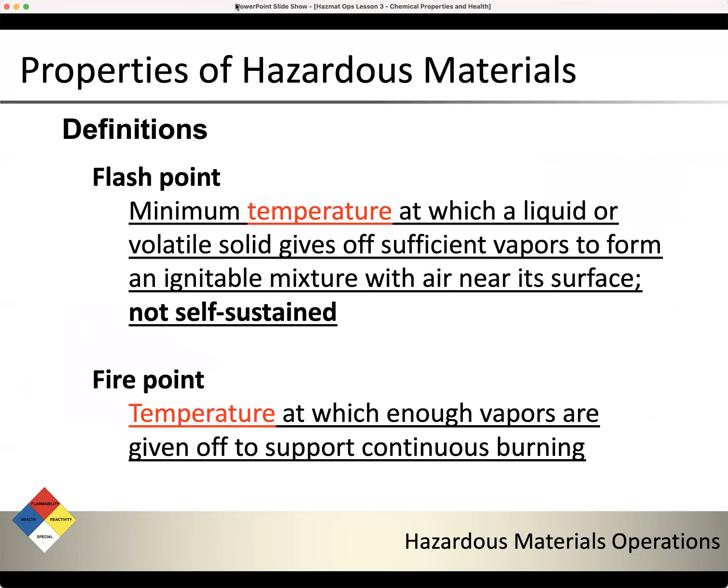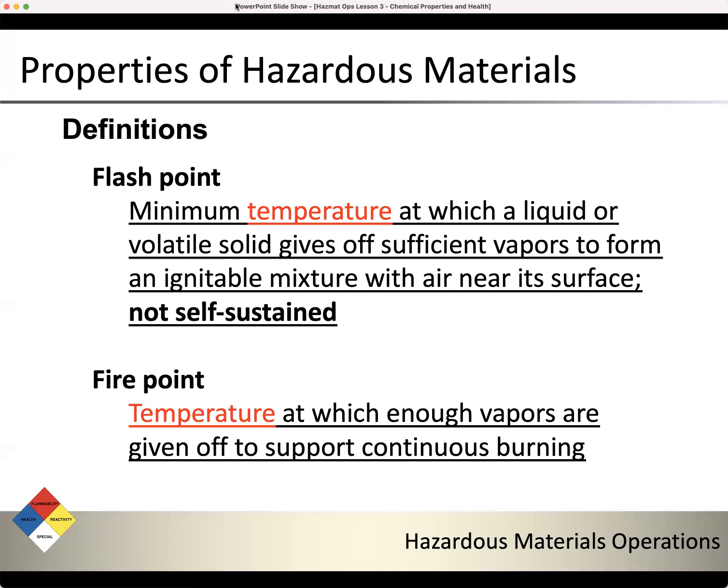We also need to know some definitions of the chemical properties. So flash point is the minimum temperature at which a liquid or volatile solid gives off sufficient vapors to form an ignitable mixture with air near its surface. This is not self-sustained. So a flash point is a temperature. Anytime we see the word point, we need to think of a temperature. When we see flash, we should also think of not self-sustained.